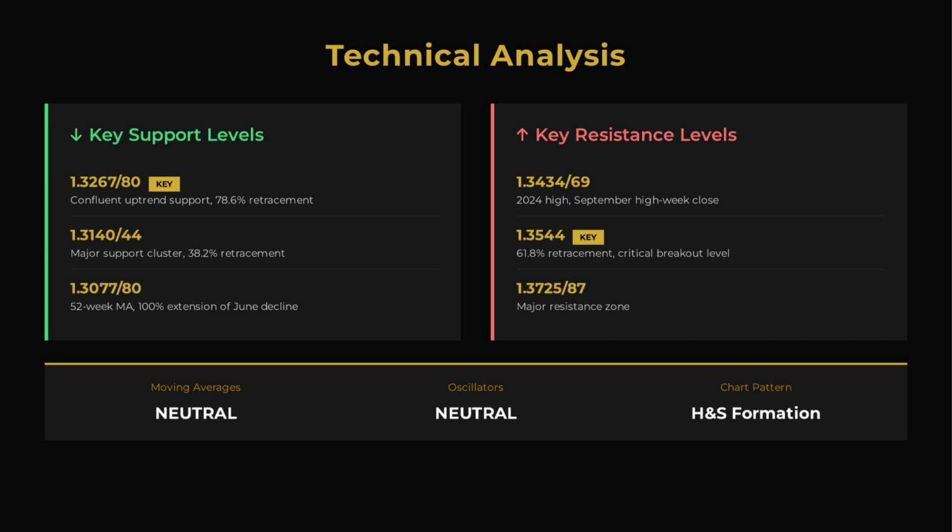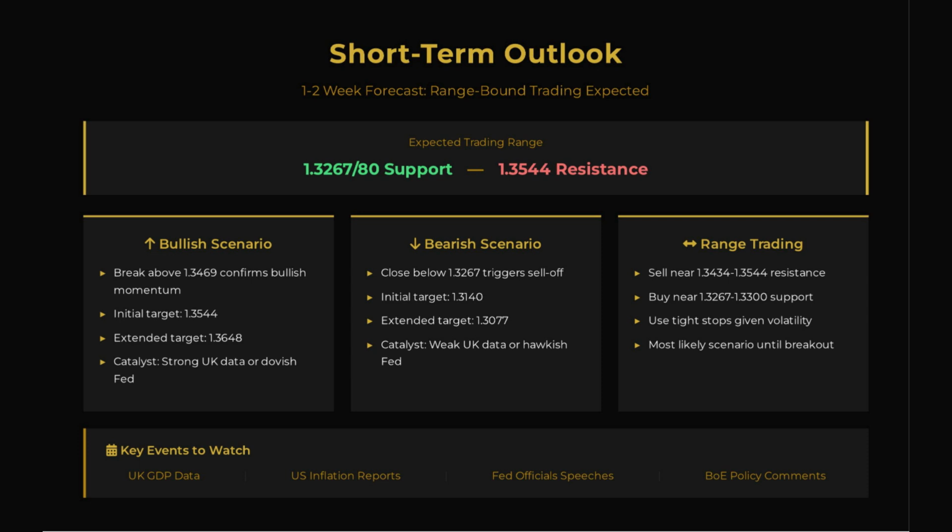For the next 1 to 2 weeks, we expect range-bound trading between support at 1.3267/80 and resistance at 1.3544. The bias remains neutral, awaiting a breakout catalyst from upcoming UK and US inflation data releases.